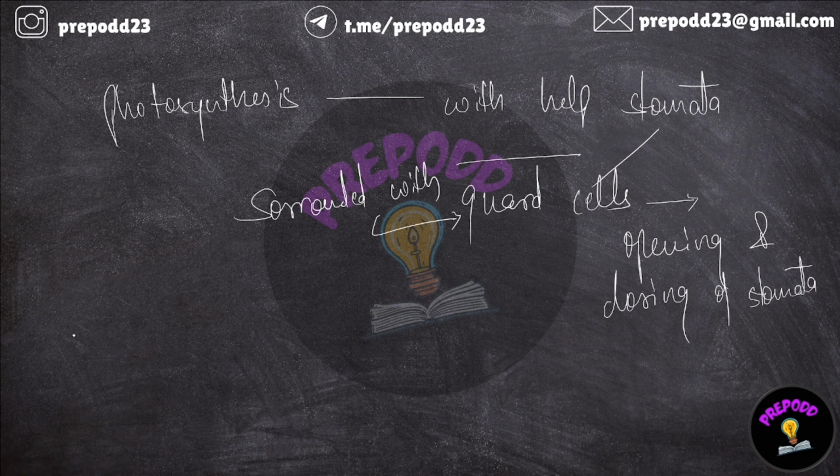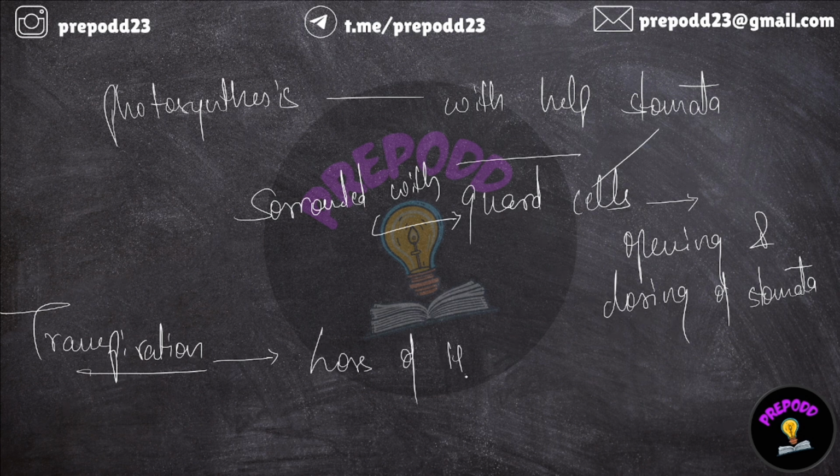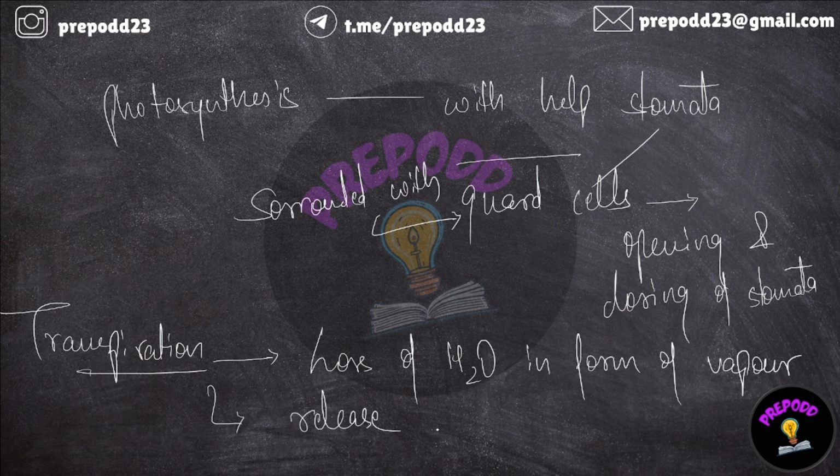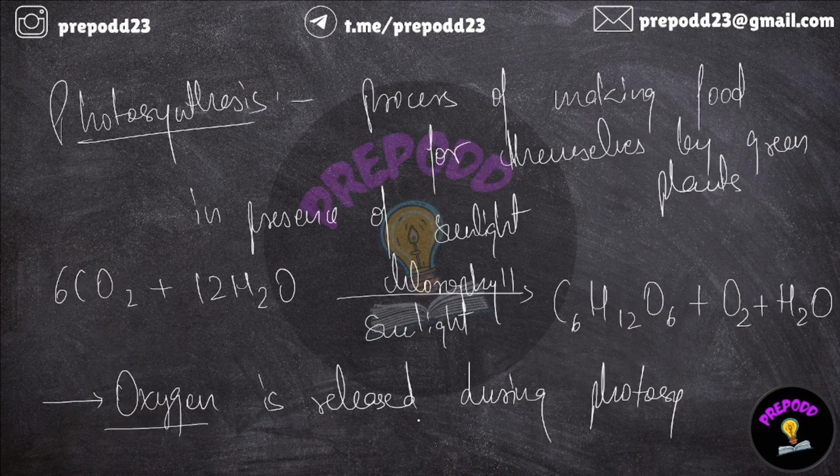Now we're going to learn about the transpiration process. Okay, so basically transpiration is like when we respire ourselves, in the same way the plant also transpires. In transpiration there is a loss of H2O in the form of water vapor, and also carbon dioxide gas is released during transpiration, while in photosynthesis oxygen gas is released.